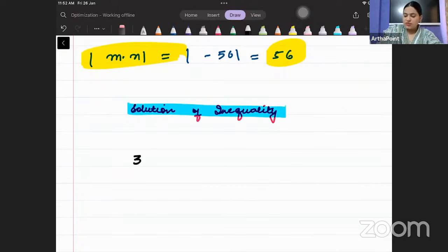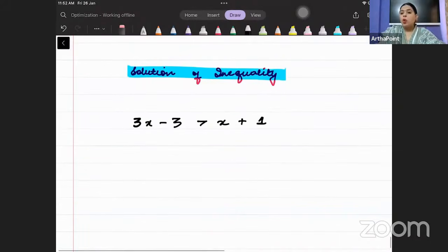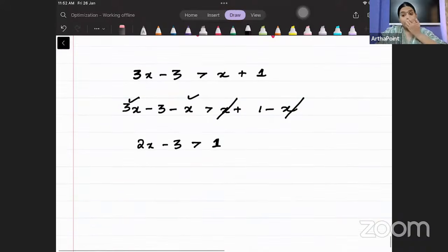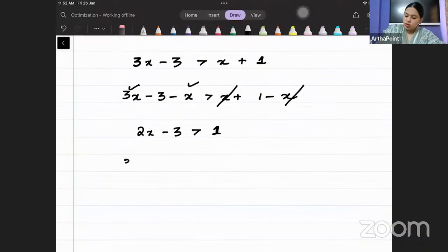So beta, suppose I say solve 3x minus 3 greater than x plus 1. कैसे solve करेंगे इसे? Beta, I want all x's on one side and all numbers on the other side. तो मैं यहाँ पे क्या कर सकती हूँ? 3x minus 3, I can subtract x from both the sides. So what will happen? This will cancel out and 3x minus x will give me 2x minus 3 greater than 1. But I want all numbers on the other side. So what can I do? I can add 3 on both sides.